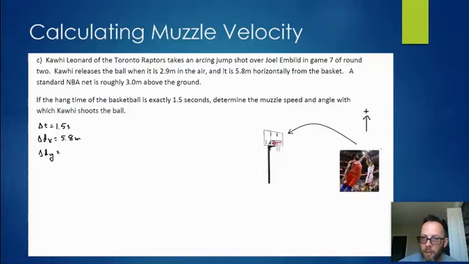So if Kawhi released his shot at 2.9 meters, and the ball hit the basket rim at 3 meters, that means the final position was 3 meters above the ground. The initial was 2.9, and that means this vertical displacement is 0.1 meters.